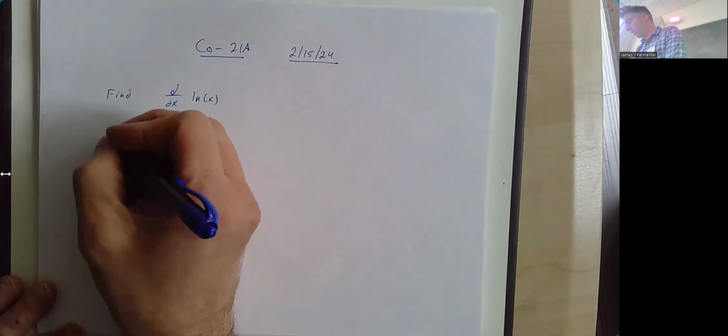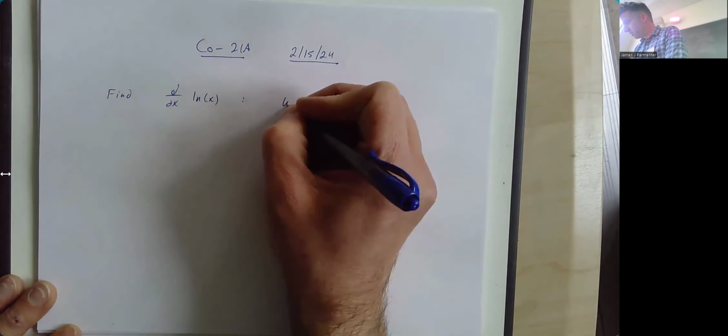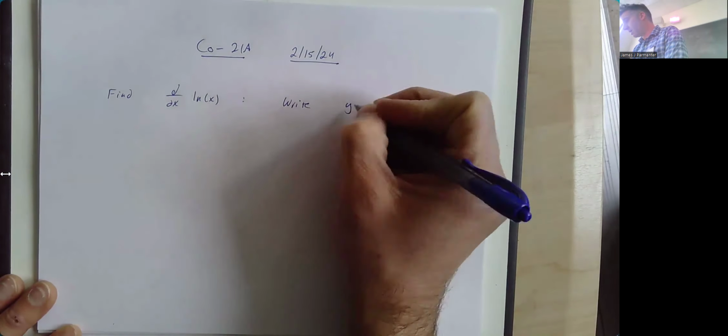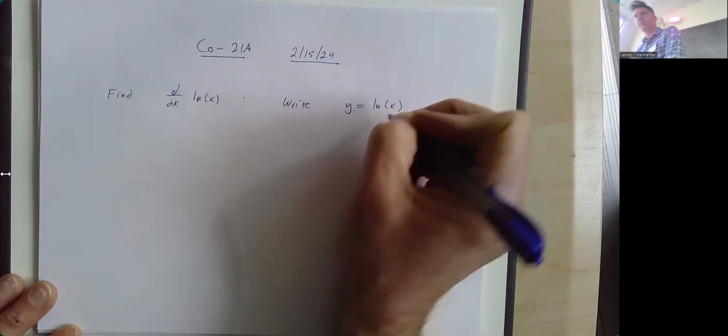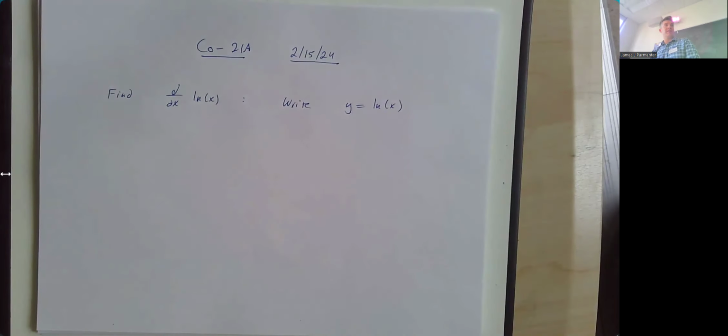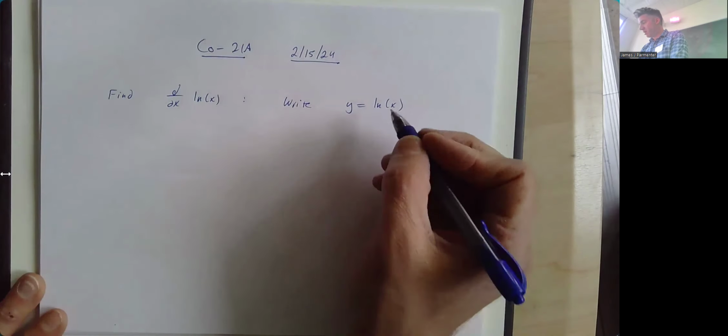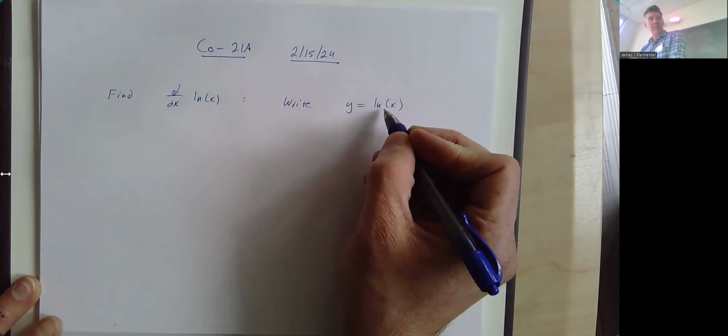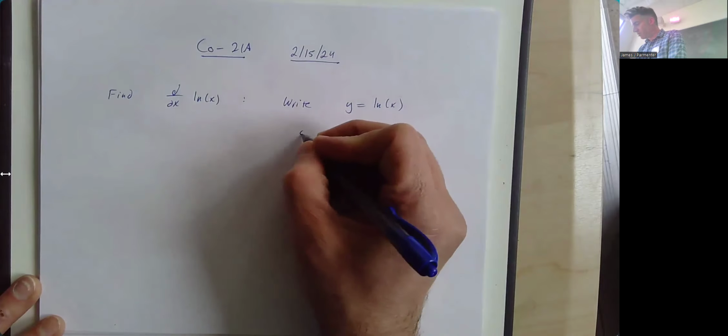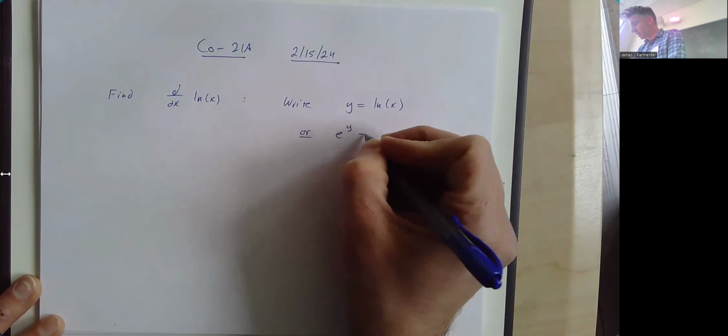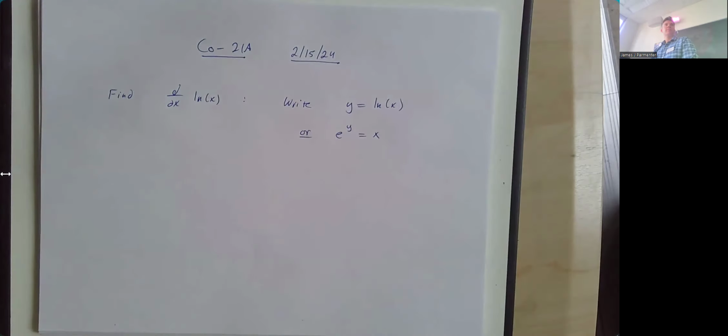We're going to start off by writing it as y equal to the natural log of x. And then we're going to rewrite this as an exponential equation. So instead of y equal to the natural log of x, our base e, which I didn't write there, raised to the y power equals x.